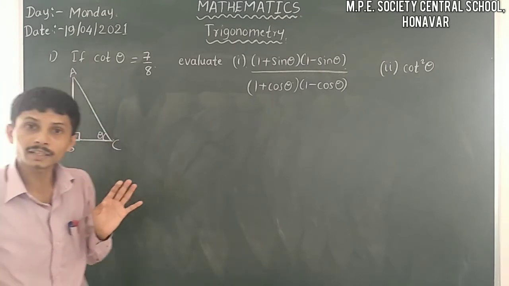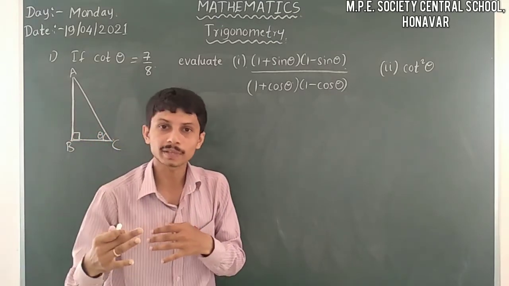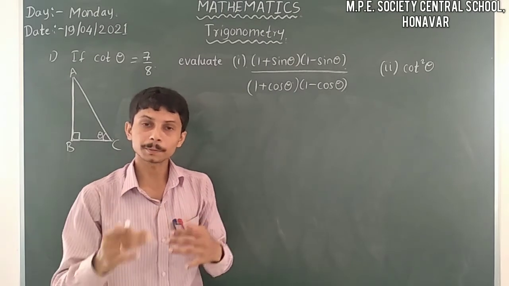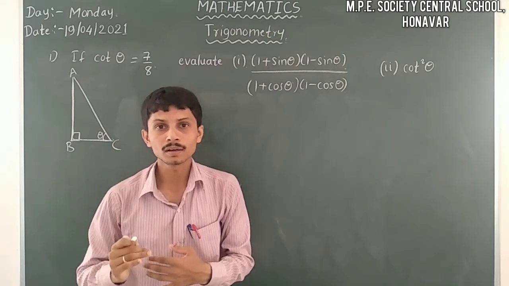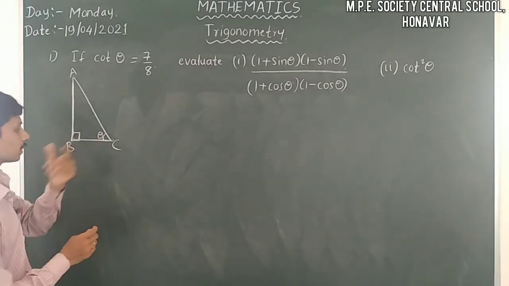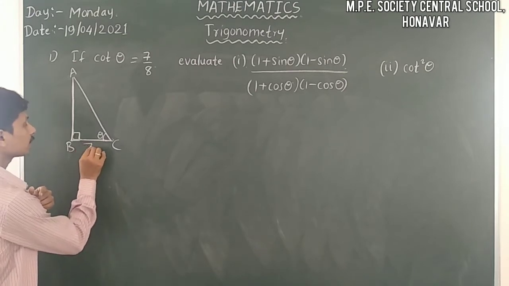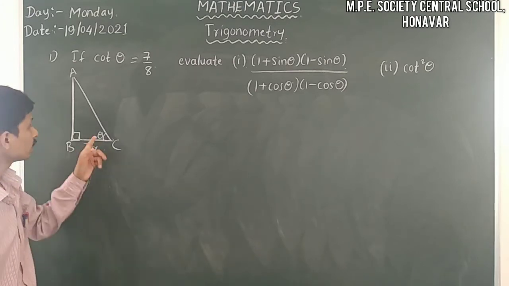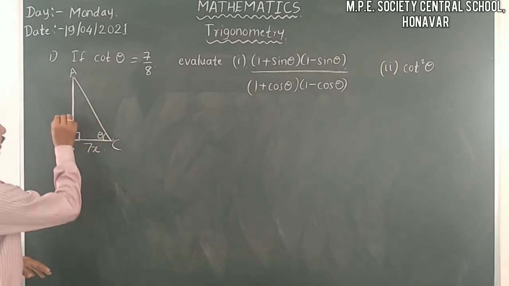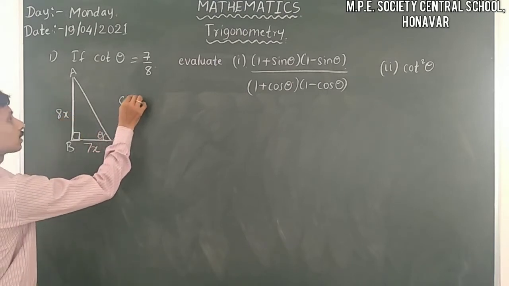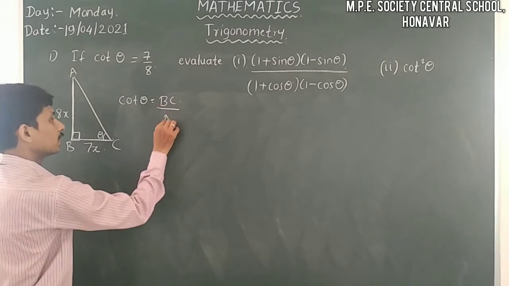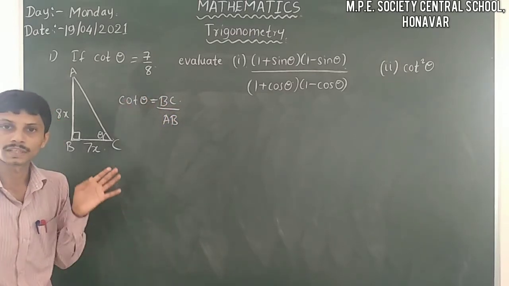Cot theta, already we know, is the inverse of tan theta. Tan theta is nothing but opposite side by adjacent side, so its inverse is adjacent side by opposite side. The adjacent side for this theta is BC, which I will take as 7x. And the opposite side is AB, which I will take as 8x. So we know that cot theta is equal to BC by AB.